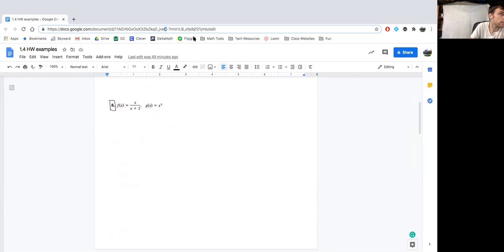All right, so we're going to go ahead and do all 4 of those functions. So we have f plus g of x first. So f of x is this, x over x plus 1, plus g of x, which is just x cubed. Now, we could go ahead and add these together.